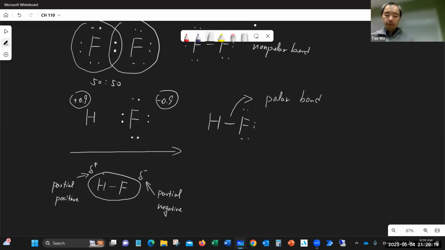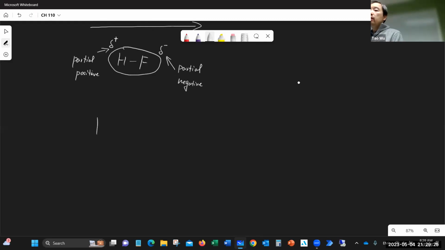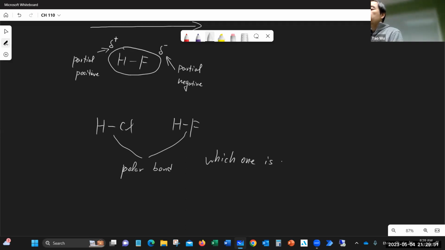But the point is, how can we determine, for example, if we have HCl and HF? You see, those are all polar bonds, because in most cases those two atoms are different. But the point is, which one is more polar? That's going to be a question. How can we determine which one is more polar?